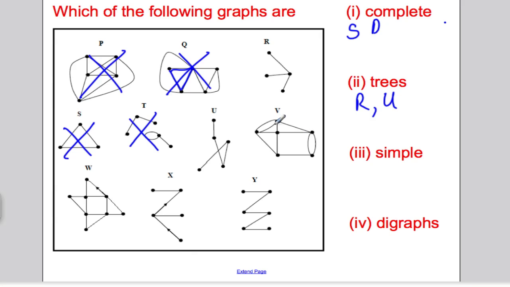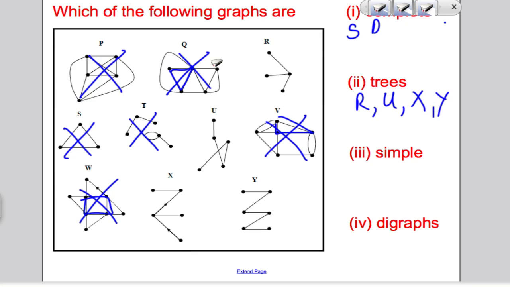Is this? Well, no, there are cycles here, for example, there. Cycles here, for example, here. No cycles here, so this looks like it is a tree. And again, no cycles here. This looks like it's a tree. Everything's connected up.